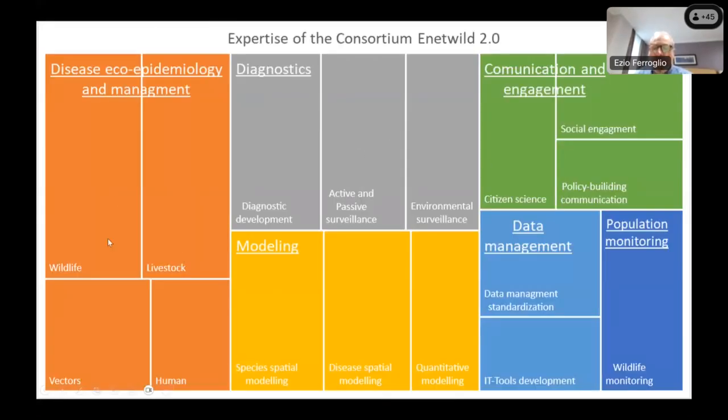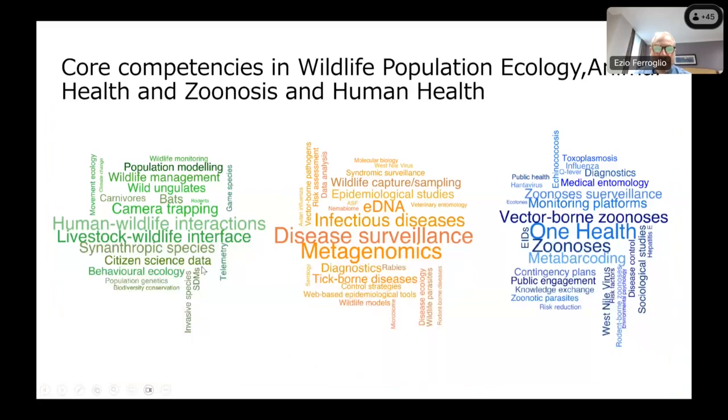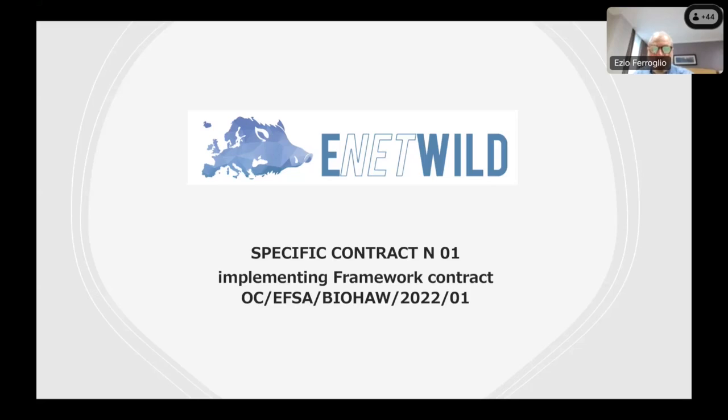And this is all our expertise. And amongst the things that EFSA asked us is the data on animals. So data on population, camera traps, synanthropic species, citizen science data, but also on disease surveillance, metagenomics, and One Health, zoonosis and vector-borne zoonosis or other health issues. So we work based on contracts. When EFSA has a question, they ask us to give them an answer, and we have a specific contract. The first one started in July.